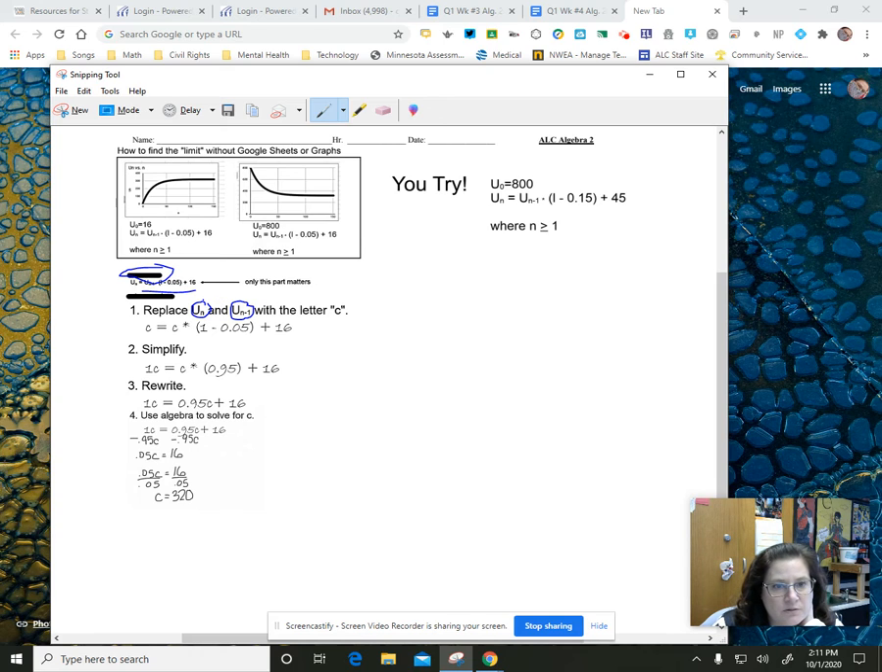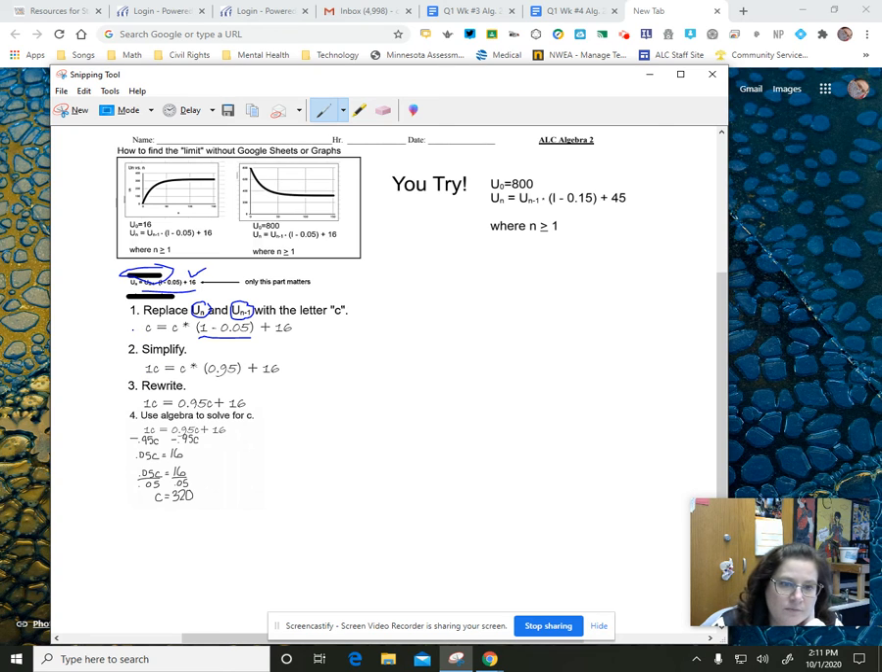So you're going to put a C in both spots, because we have this inside knowledge that eventually it's going to equal the same thing anyway. Then you put in your common ratio, so 1 minus 0.05, and then the plus 16. So this is from the original. Then what you do is you simplify it.